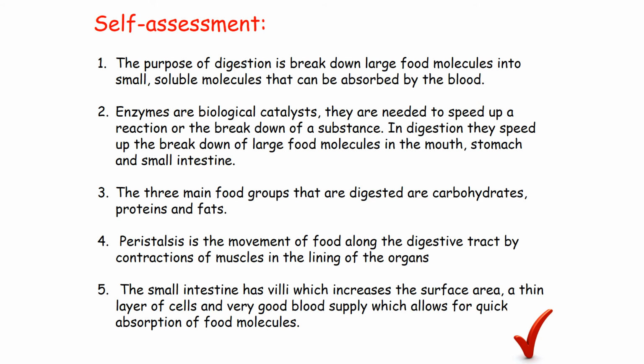Peristalsis is the movement of food along the digestive tract by contractions of muscles in the lining of these organs. And finally, the small intestine has villi, which increase the surface area. Villi have a thin layer of cells and a very good blood supply, which allows for quick absorption of food molecules.